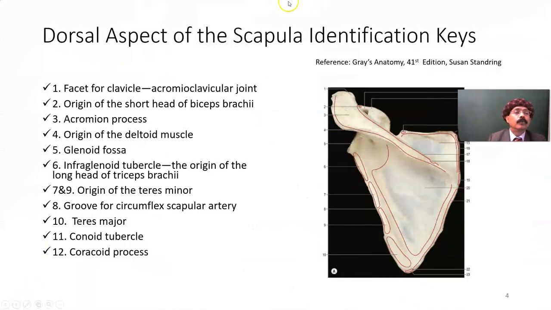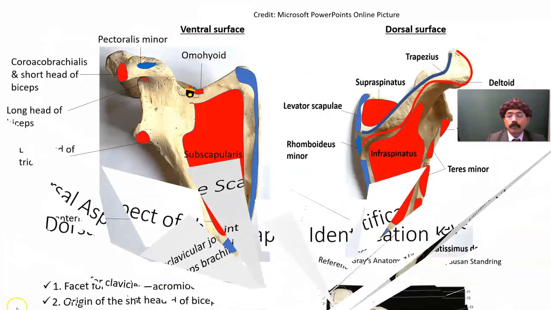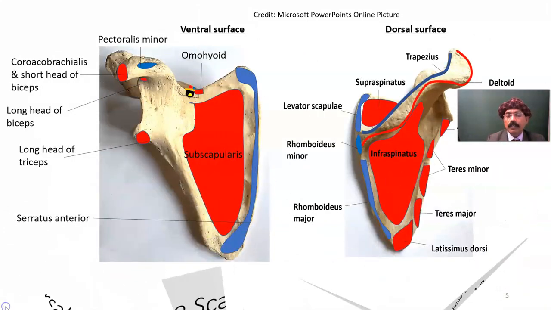Now we have to identify the structures on the scapula. The answer key is here, and I will not go through that part. I request all the students to go through the answer keys.